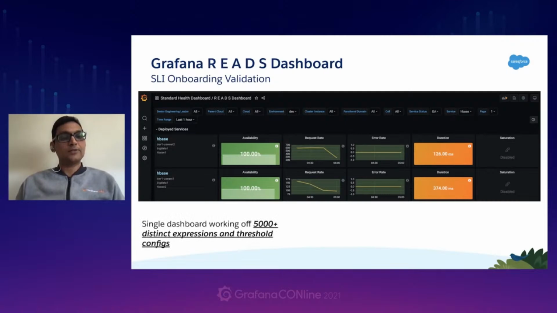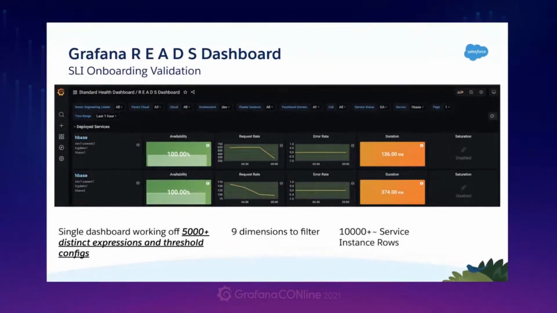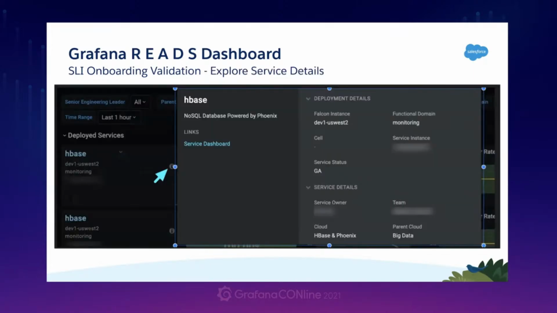And this is one single dashboard that works off around 5,000 plus distinct expressions and threshold configs configured by our service owners. And then we have around 9 dimensions to filter the service instances, which are around 10,000 plus service instances in all. And given the scale of the data being reported here, we have implemented pagination to make sure that the users only view the health of around 10 service instances at a time, so that the dashboard is always performant. And let's dig into the custom panels that we have implemented in this dashboard.